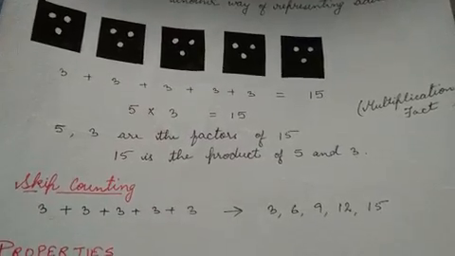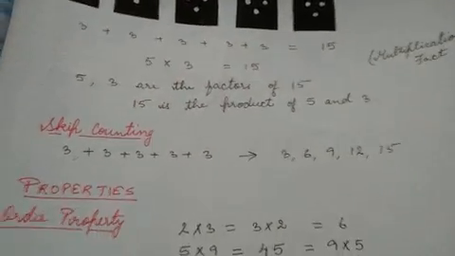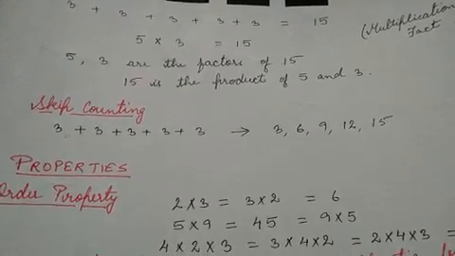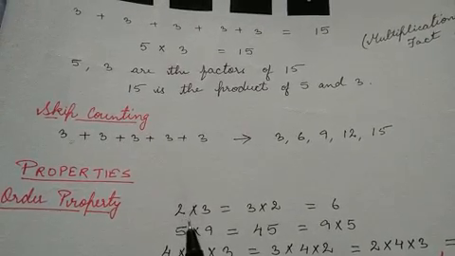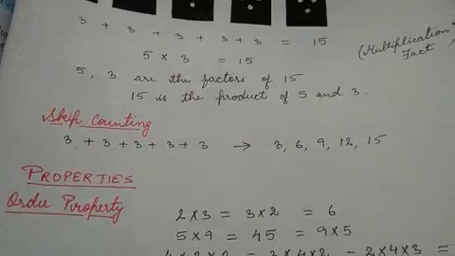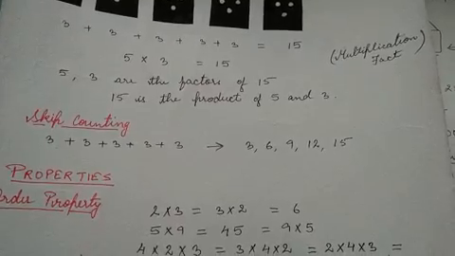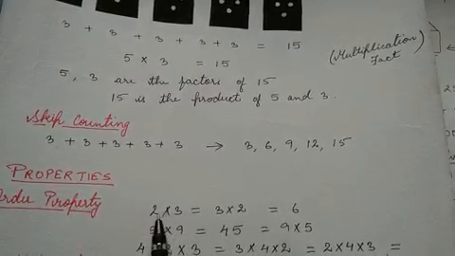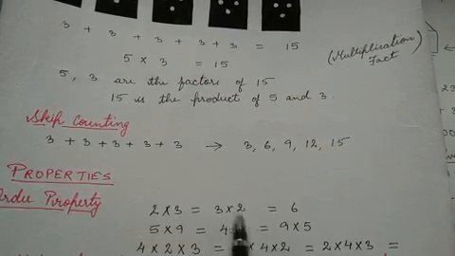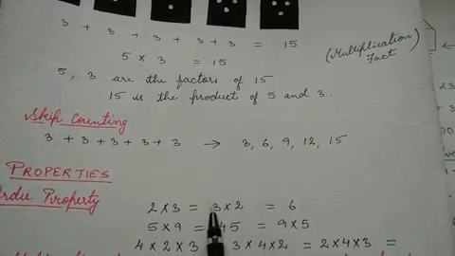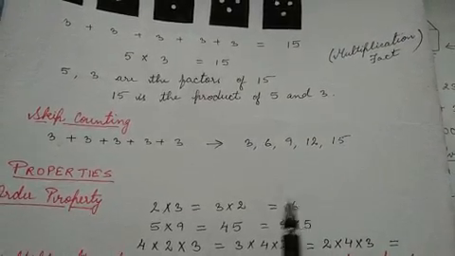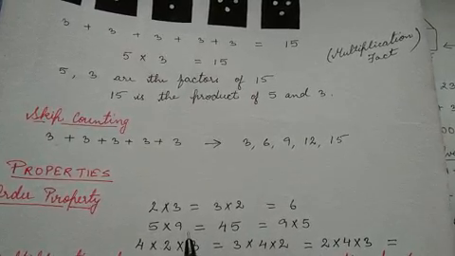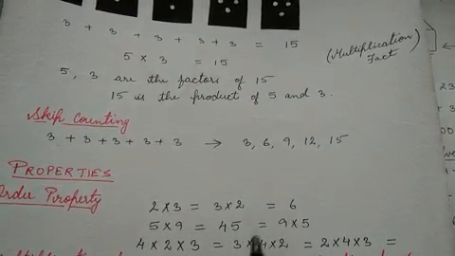Now let us go ahead to the properties. Now, order property you have already learned in addition. Order property says that even if you change the order, the answer will not change. Here 2 into 3 is here, and now this is 3 into 2. Now 2 3s are 6 and 3 2s are also 6. So even if we change the order, the answer remains the same. Like 5 9s are 45 and 9 5s are also 45.